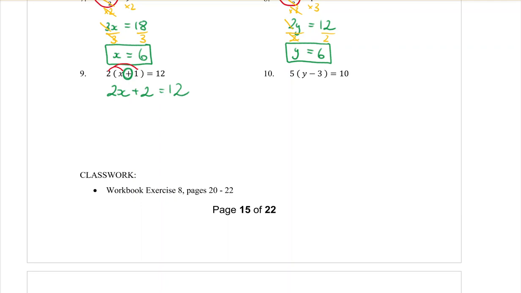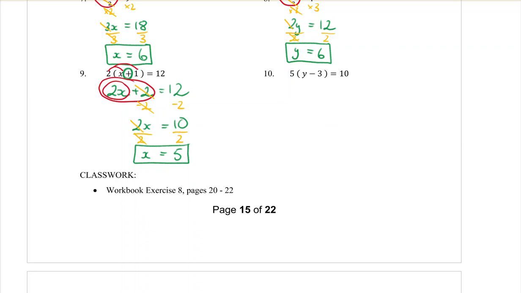Okay, brackets are expanded. Now that the brackets are gone, it is a 2-step equation. The 2x is multiplied and then the 2 is added on the end. So reversing that order, I would subtract the 2 and I get 2x equals 10. And then to do the opposite of that, multiply by 2, I need to divide by 2. X equals 10 divided by 2 is 5. Okay, so that's the first method, which is to expand the brackets.